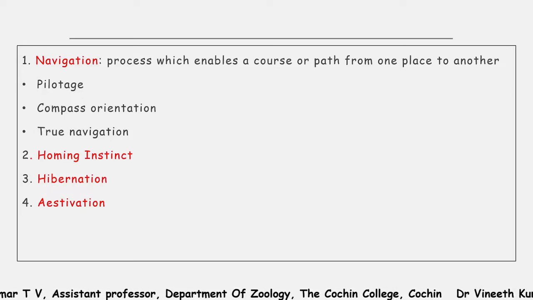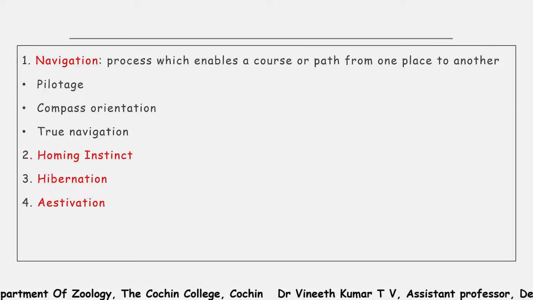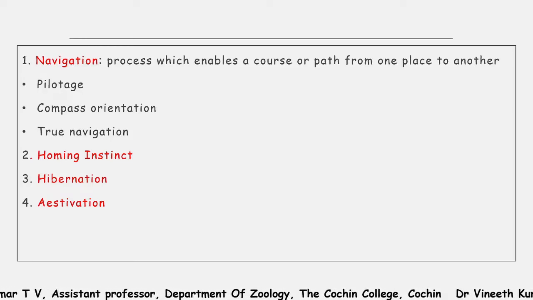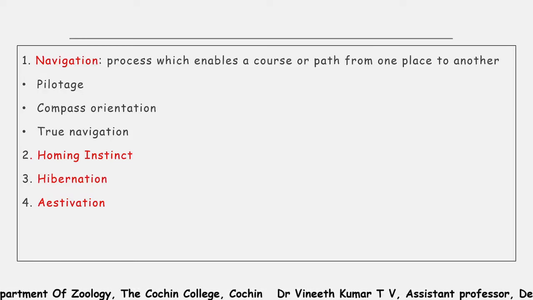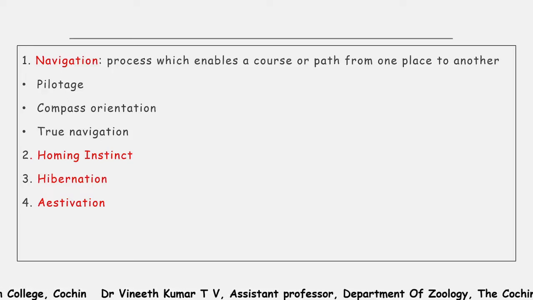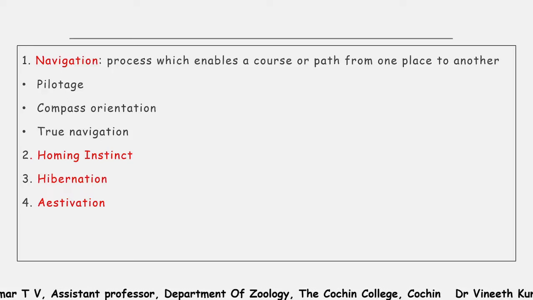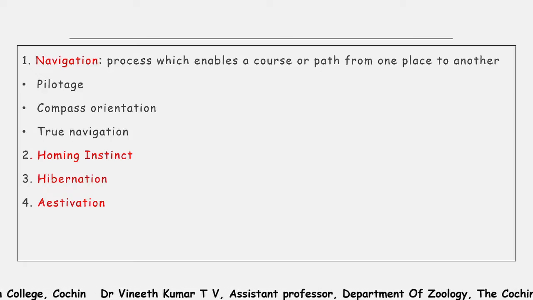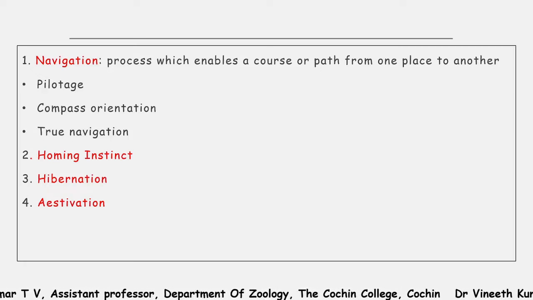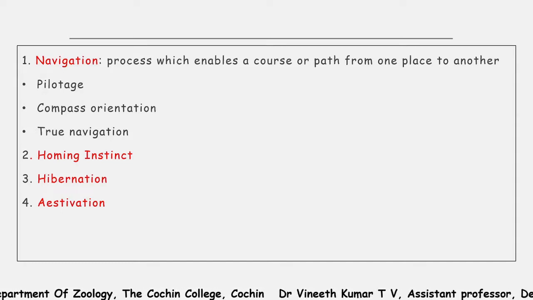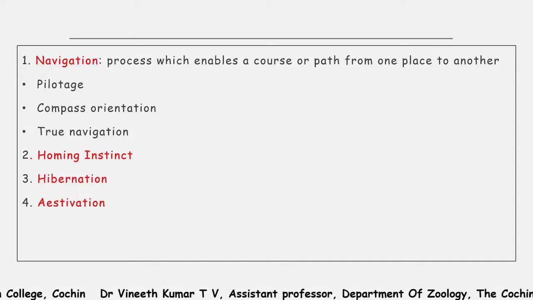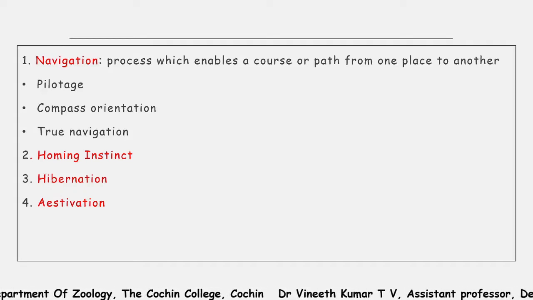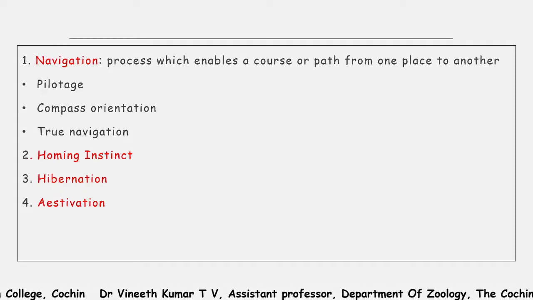Navigation can be defined as a process which enables a course or a path from one place to another to be identified and maintained. It is the process by which animals find the direction to a particular place, how they navigate from one place to another. Navigation may require only movement towards or away from a stimulus.